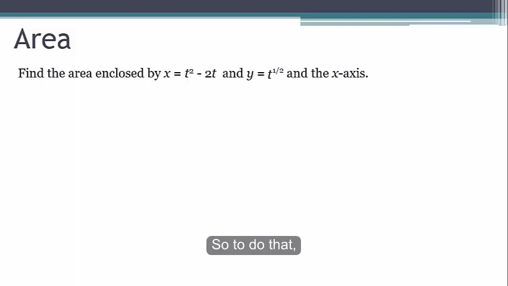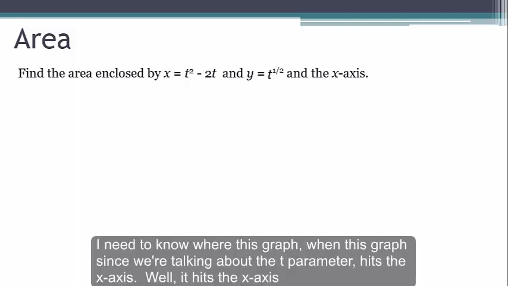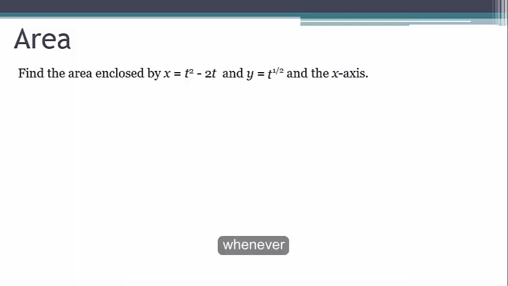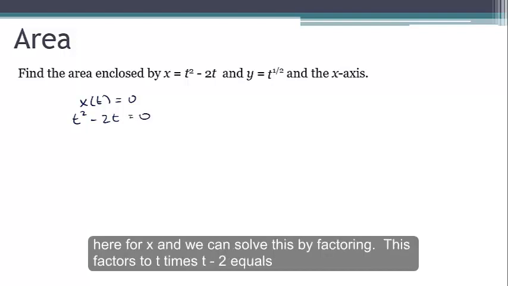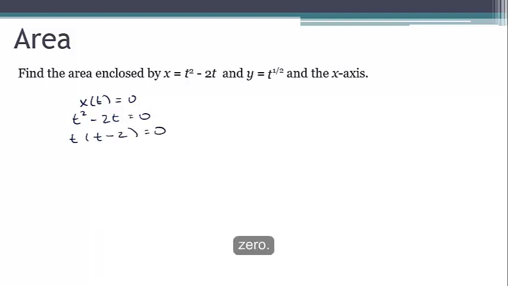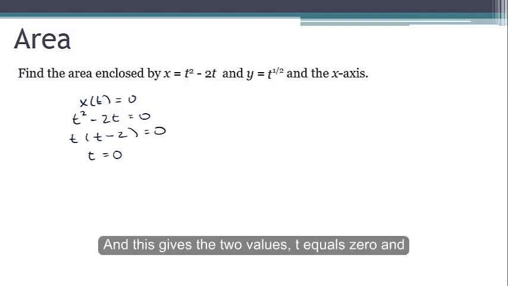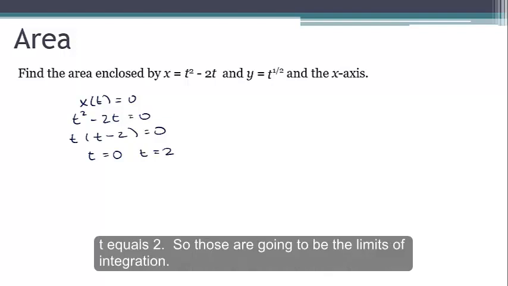All right, so to do that, I need to know when this graph, really, because we're talking about the t parameter, hits the x-axis. Well, it hits the x-axis whenever x of t is equal to 0. So when does that happen? I'm just going to put our formula, t squared minus 2t, in here for x, and we can solve this by factoring. I'll factor this as t times t minus 2 equals 0, and this gives me two values, t equals 0 and t equals 2. Excellent. So those are going to be my limits of integration.